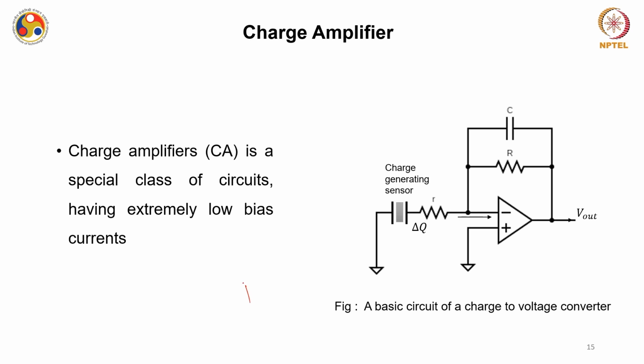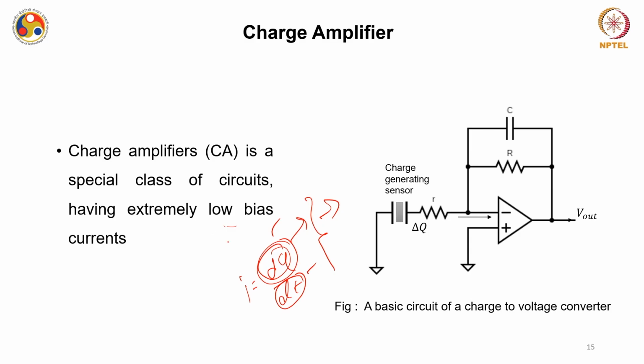Please note that when I am talking about extremely small current, current is nothing but dq by dt. So I am talking about this dq by dt, this overall term, being very small, or this quantization of charge at distinct times. Basically it means that this charge amplifier is connected to charge generating sensors in such a way that the bias currents are very low.